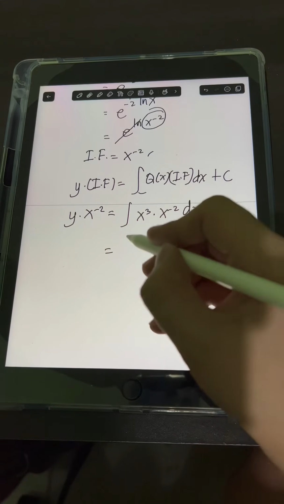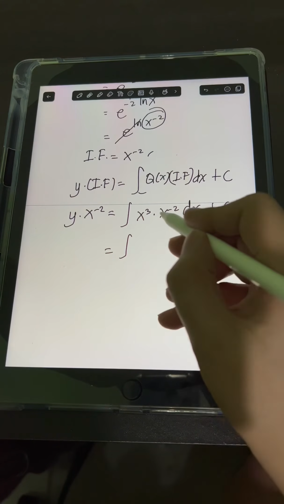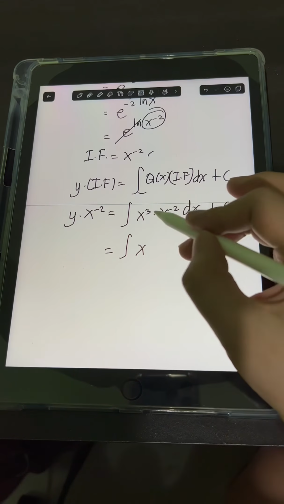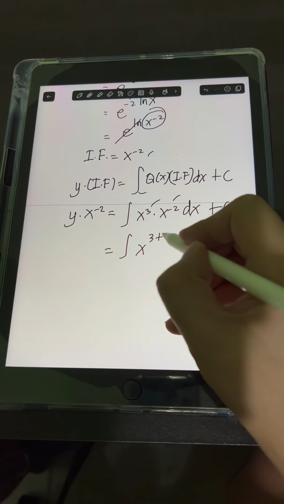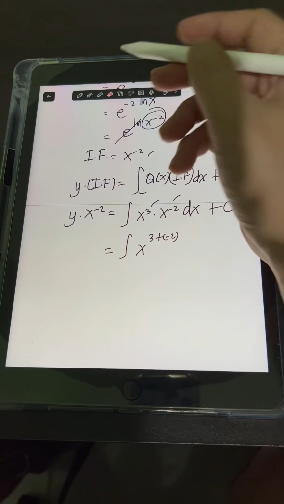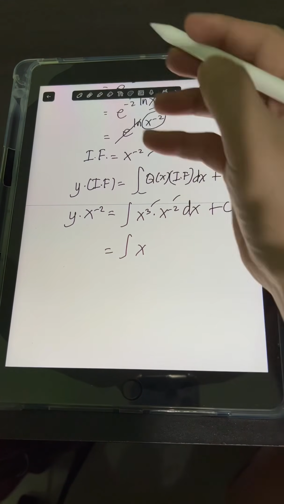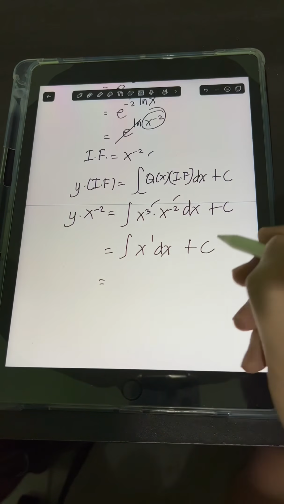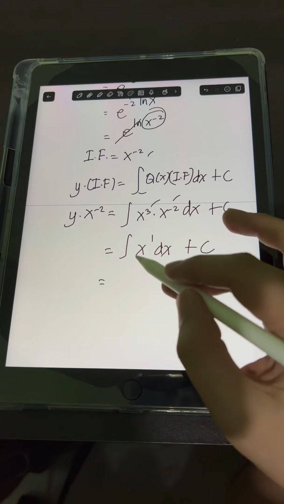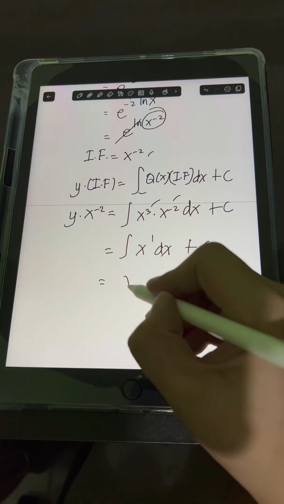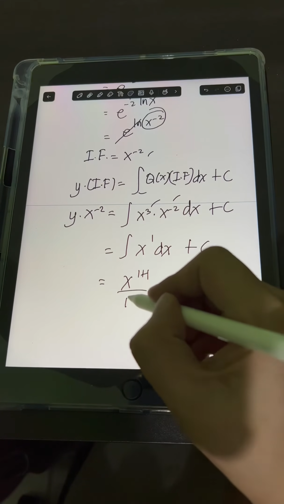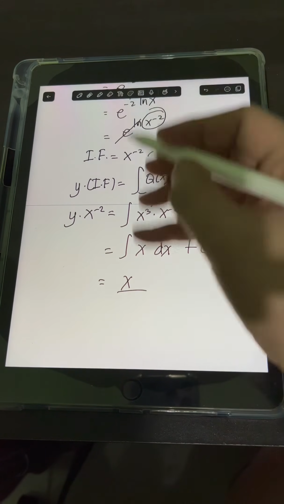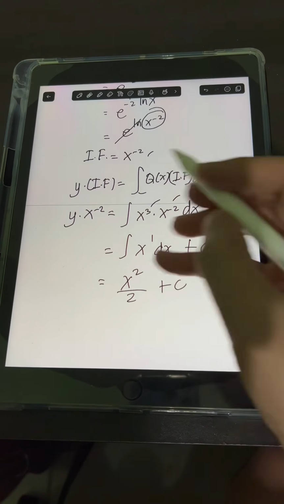So let's integrate this part. The integral of x³ times x⁻². Copy the same base x and add the exponents: x raised to 3 plus negative 2. That will be x raised to the first power, right? dx plus c. Using the power rule to evaluate the integral of x dx, that will be x raised to 1 plus 1 over 1 plus 1, or simply x²/2 plus c.